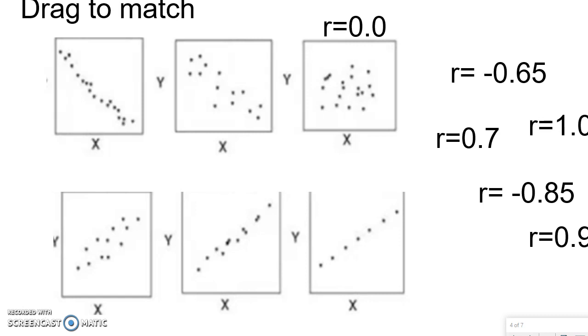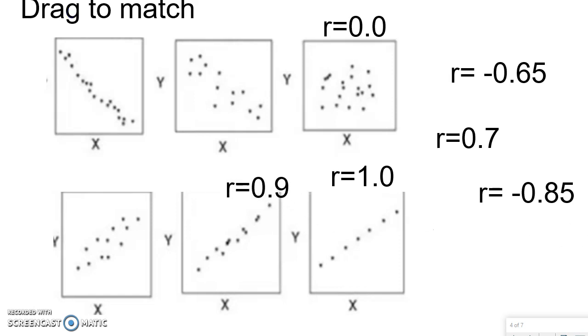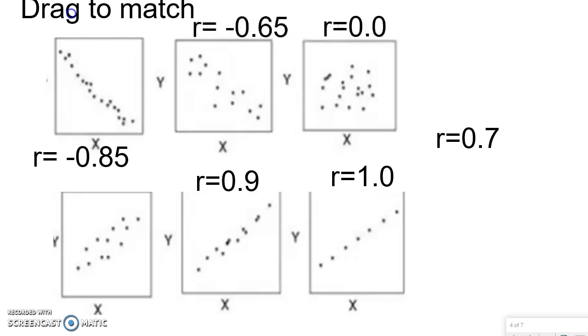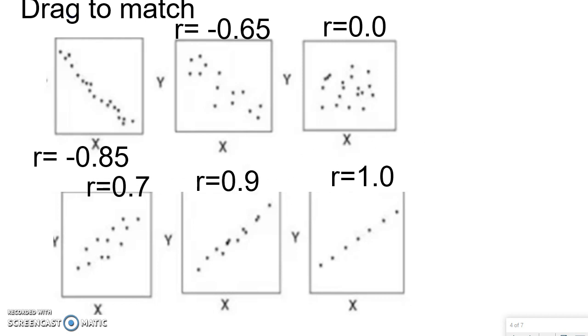Okay, so this looks like an exact line. This looks really close to a line. If I look at my negative ones, this is closer to negative 1, and this is closer to a line. And then here, which will leave 0.7 for this graph right here. Okay, so fairly straightforward, nothing too hard with that.